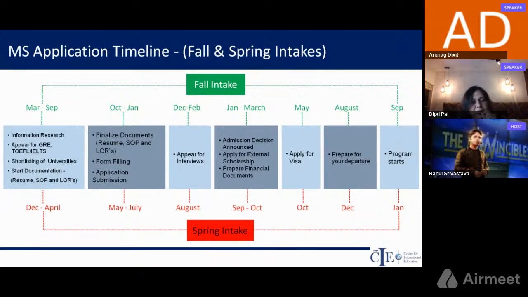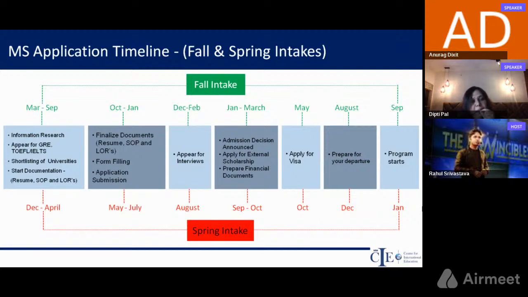But 90% of the students we have seen go for a fall intake, because most of the universities abroad have a fall intake for international students, and there are higher chances of getting acceptance, and higher chances of getting scholarships for the fall intake. So this is a typical MS application timeline.